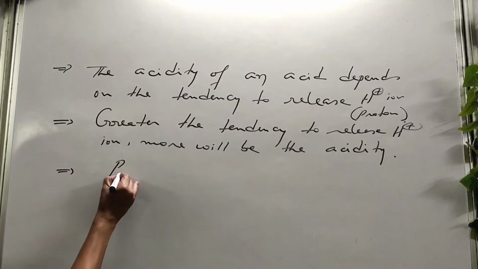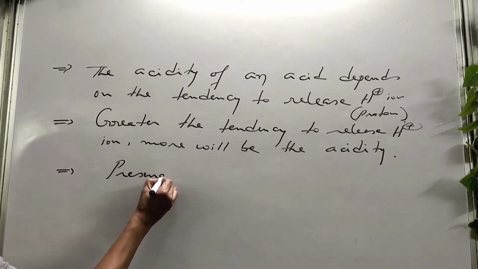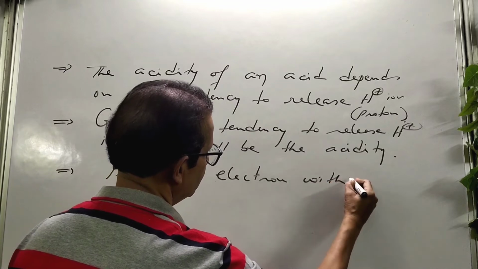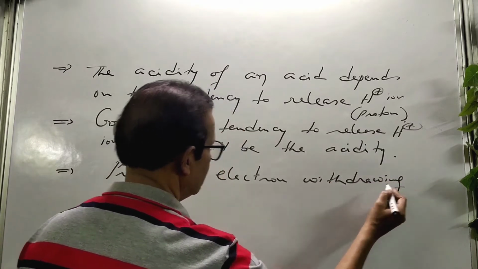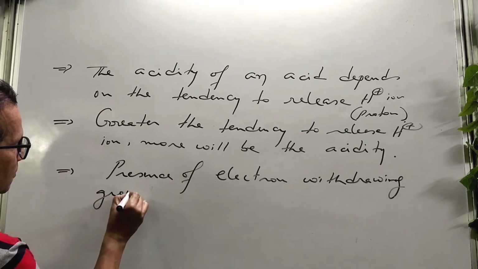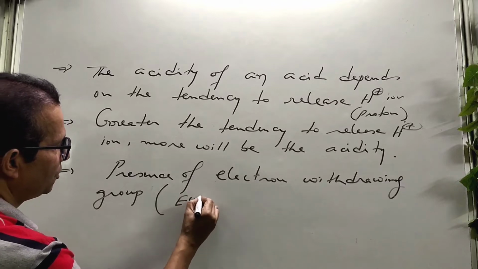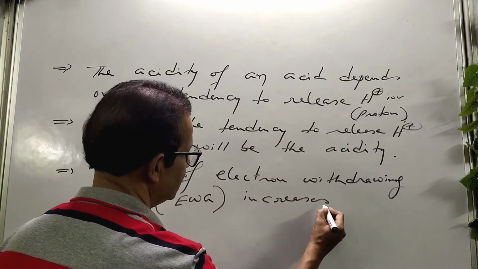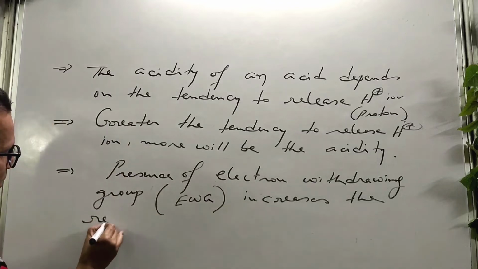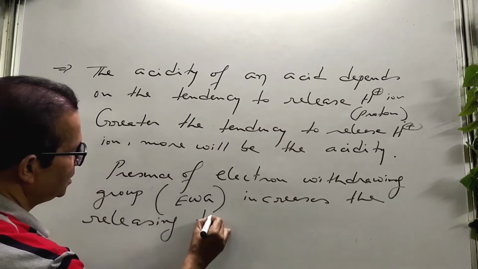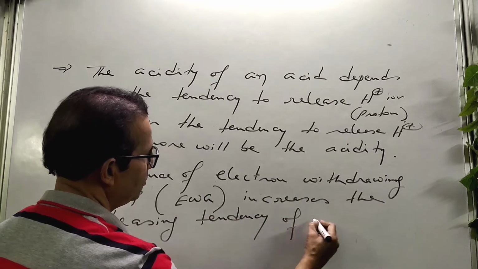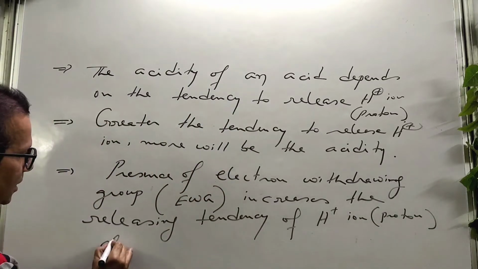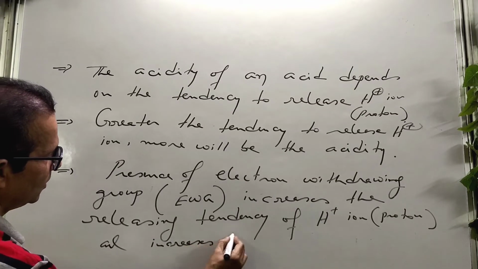Now, presence of electron withdrawing group increases the releasing tendency of proton, H positive ion, and increases the acidity.